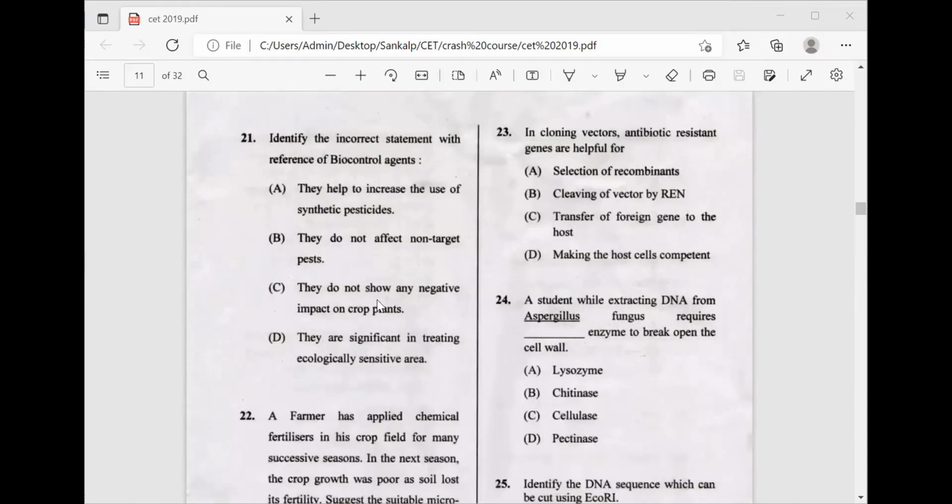Then 23rd question. In cloning vectors, antibiotic resistant genes are helpful for: option A, selection of recombinants; option B, cleaving of vector by a restriction endonuclease; option C, transfer of foreign gene to the host; option D, making the host cell competent. 23rd question.